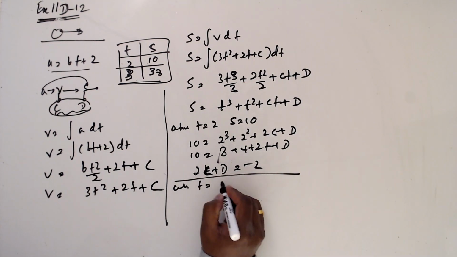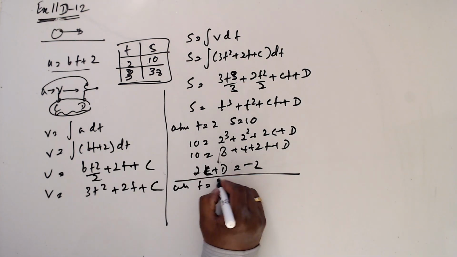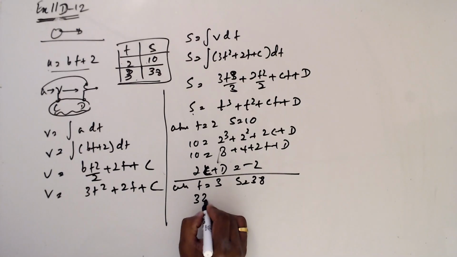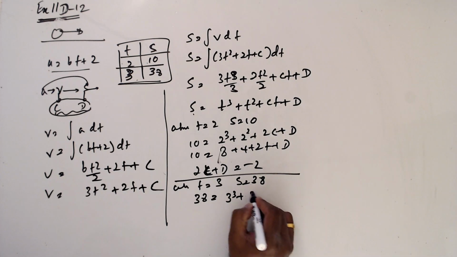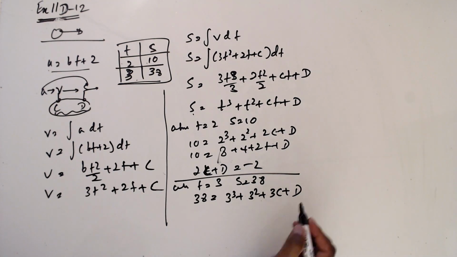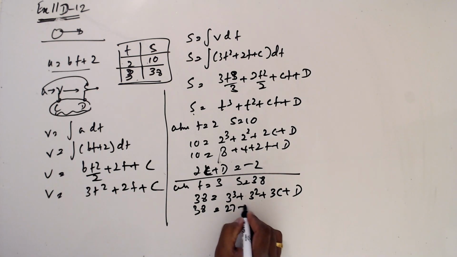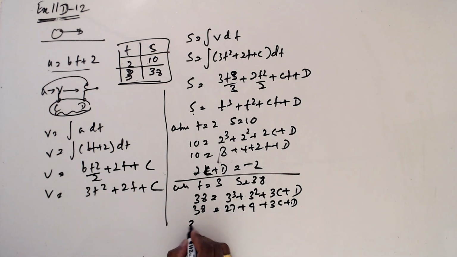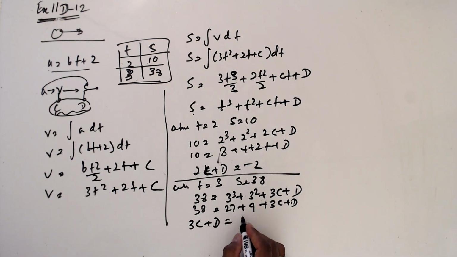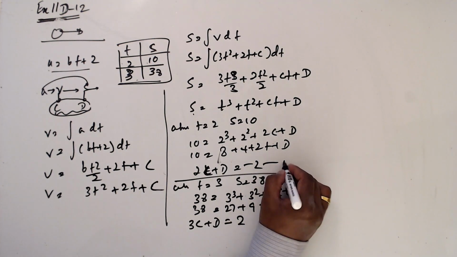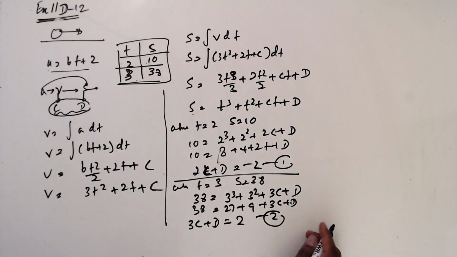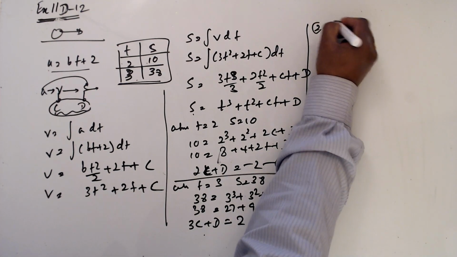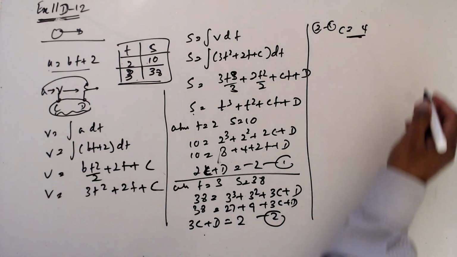When t equals 3, s equals 38. So we'll substitute again. 38 equals 3 cube plus 3 square plus 3C plus D. So 38 equals 27 plus 9 plus 3C plus D. So 3C plus D equals 2. So this is equation 1 and this is equation 2. Then 2 minus 1, we will get C. 2 minus 1 will give C equals 4.